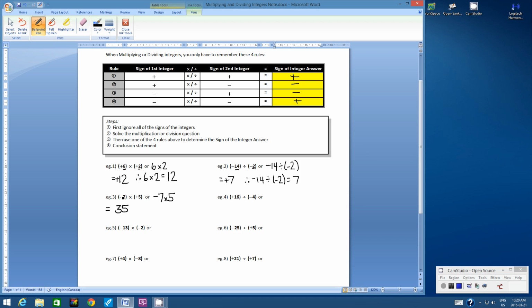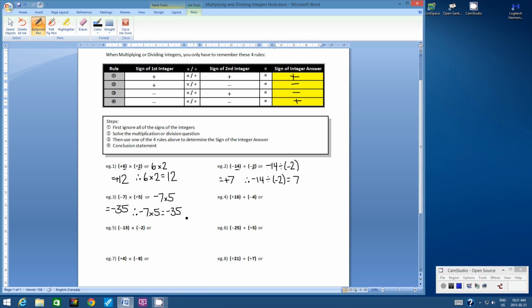Then we look at the signs. We have a negative times a positive, a negative times a positive. So let's look in our table. What rule is that? Well, we're going to start with a negative times a positive. So it looks like rule number 3, and our answer is going to have the sign of negative. So we put our sign in, so our answer is going to be negative 35. Therefore statement, we use our standard form, negative 7 times 5 equals negative 35.